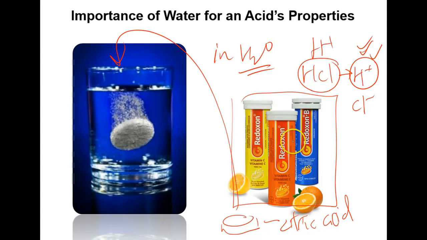But when you put it into the water, into this cup of water, water is present. Citric acid dissociates to give you H+ ions, and these H+ ions react with the carbonate in the tablet, giving rise to the fizzing. This fizzing actually helps to break the tablet into smaller pieces and dissolve the tablet well in this cup before you drink it, of course.